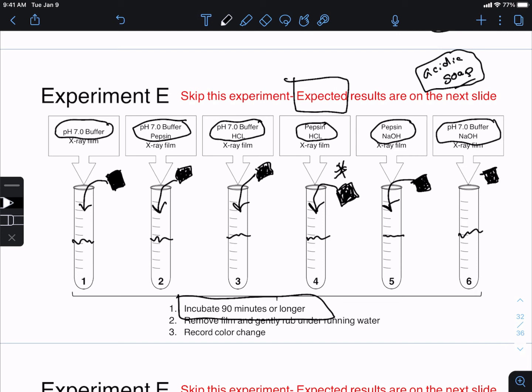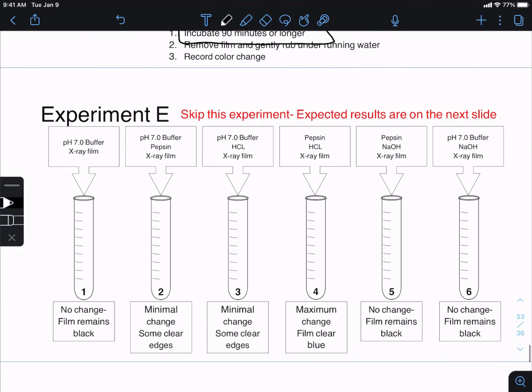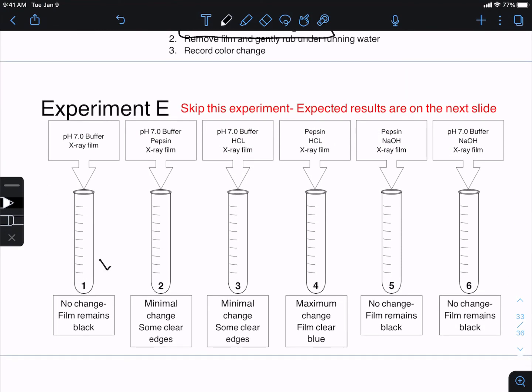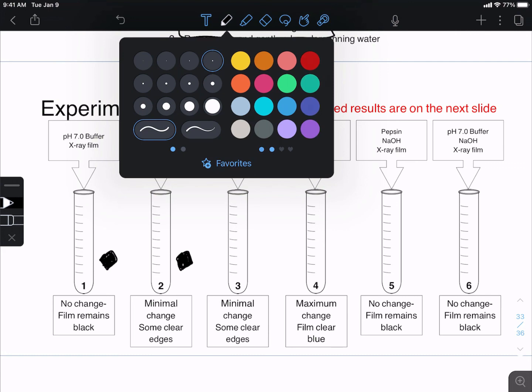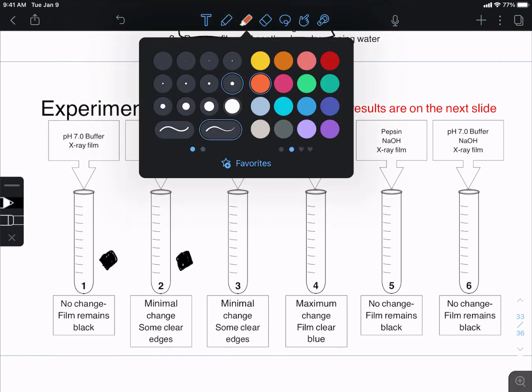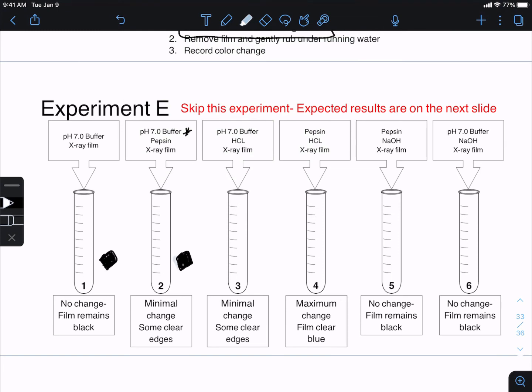And so we're going to put these black pieces of film into the beakers. 90 minutes. Then we're going to take the films out with a pair of tweezers and very gently run them under water. What we should see is, as we take this film out, this one should be remaining pretty much completely black. Number 2, pH 7: this one should be mostly black. There might be some minor feathering at the edges, a very slight translucent color at the edges, maybe.